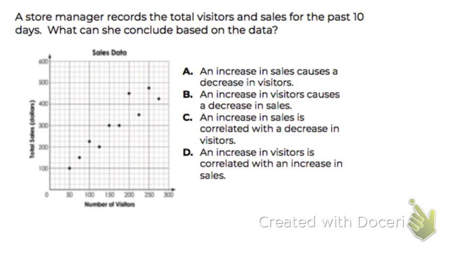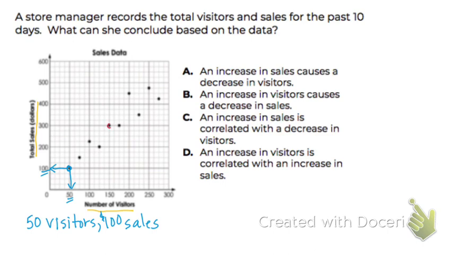Across the x-axis represents the number of visitors. The y-axis represents the sales in dollars. So I'm going to pick a couple of points and it helps me to get a better understanding of, again, what this graph is showing me. So this point right here, if you go down, you see that this means 50 visitors, go over, that means $100 in sales.